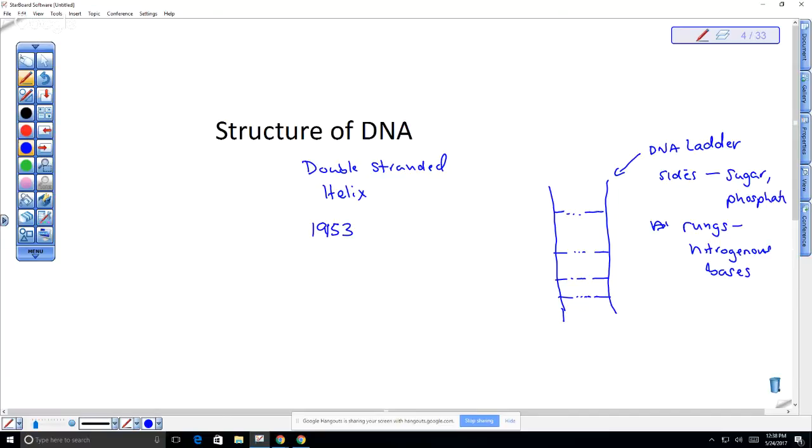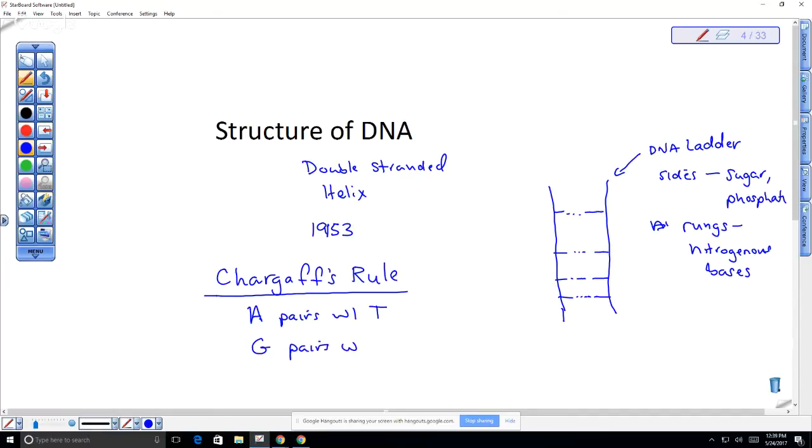So if we look at the structure, we have what is called Chargaff's rule. To make this strand so that it doesn't get big and skinny and big and skinny, we have to pair it so that the nitrogenous bases line up: you have a little nitrogenous base, and then one that is double-ringed, and they come together. So you just need to know that A pairs with T, and G pairs with C. Adenine pairs with thymine, and guanine pairs with cytosine.